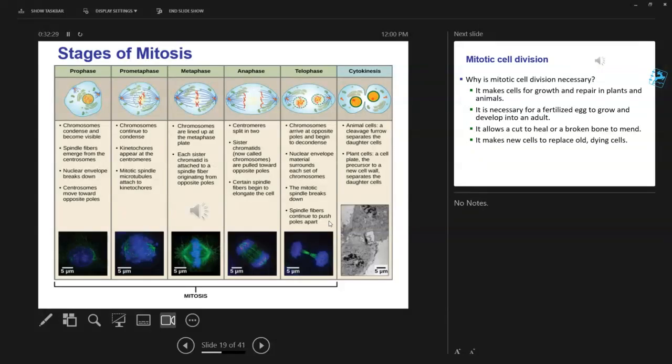So in what they call pro-metaphase, which is really just later on in prophase, these kinetochores, that's just where the protein fibers attach. You don't need to know that word.